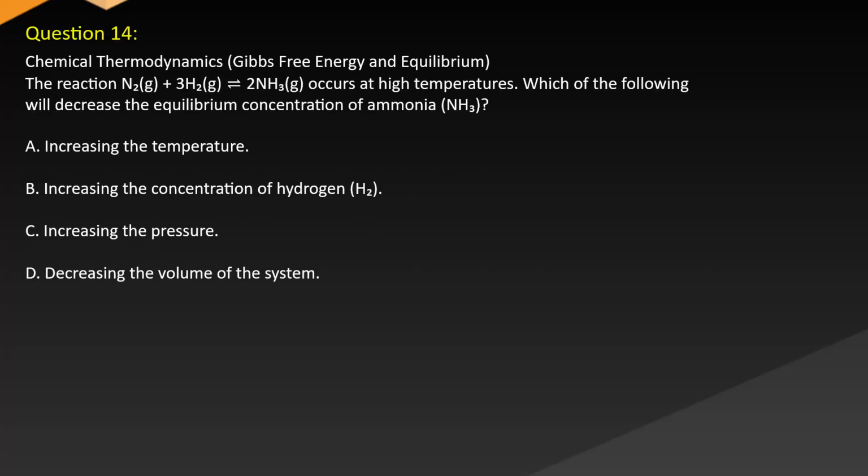Question 14. Chemical thermodynamics, free energy and equilibrium. The reaction N2(g) + 3H2(g) ⇌ 2NH3(g) occurs at high temperatures. Which of the following will decrease the equilibrium concentration of ammonia, NH3? A. Increasing the temperature. B. Increasing the concentration of hydrogen, H2. C. Increasing the pressure. D. Decreasing the volume of the system.